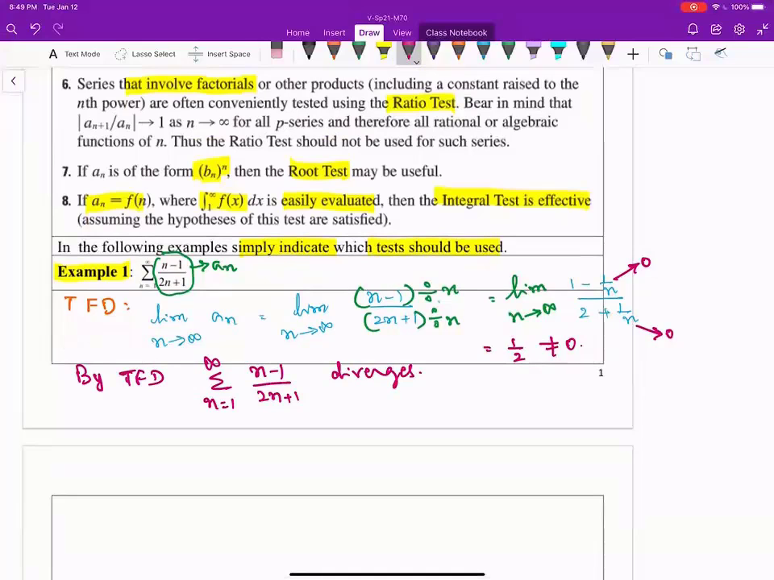Always make sure what test you apply and what your conclusion is. If the test requires something to be proved, or some conditions need to be established, then you have to establish those.